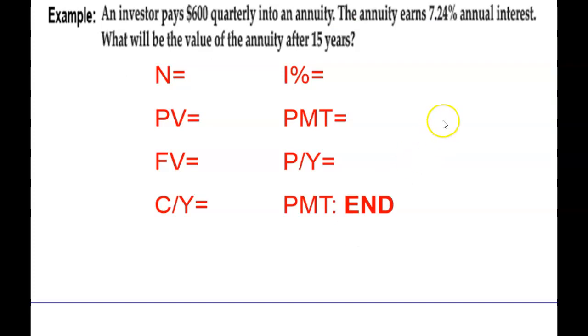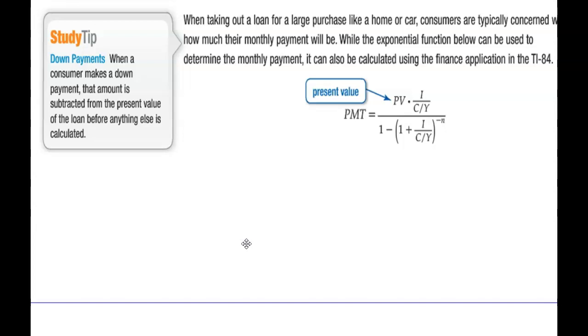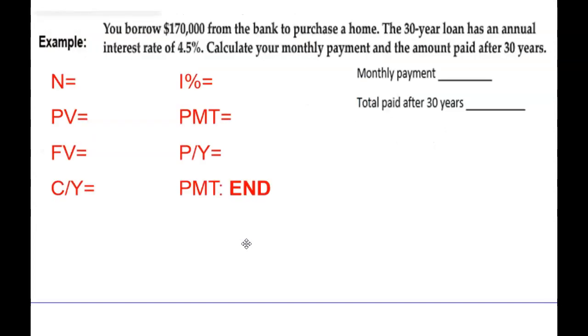So this is on worksheet 14. It says an investor pays $600 quarterly into an annuity. I really don't want to do this question because I just said we were going to leave it 12 and 12. I'm going to skip it. All right, we're going to go down to this one. You borrow $170,000 from the bank to purchase a home. The 30-year loan has an annual interest rate of 4.5%. Calculate your monthly payment and the amount paid after 30 years. Okay.